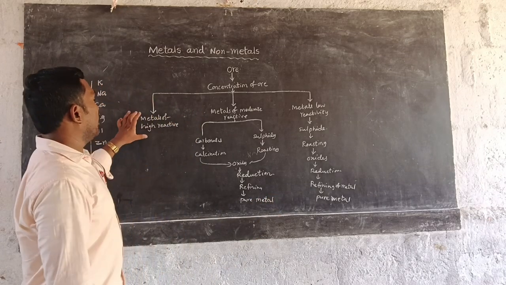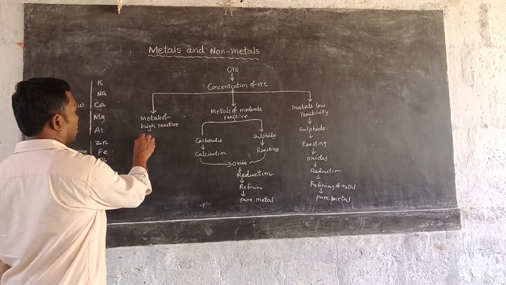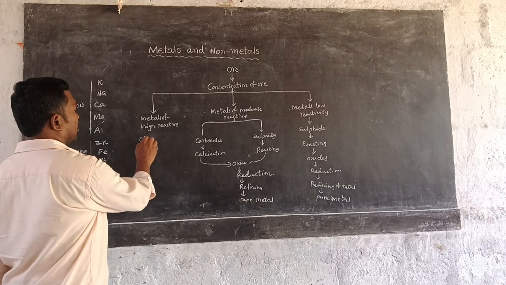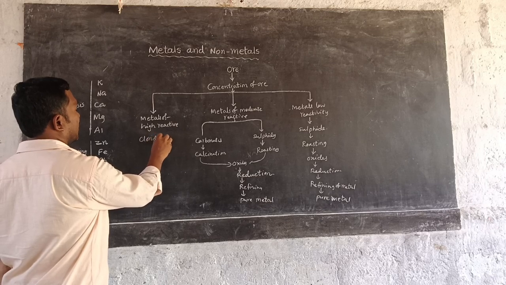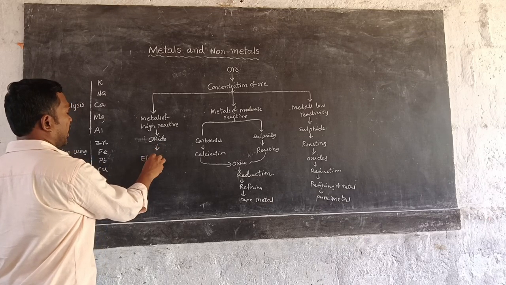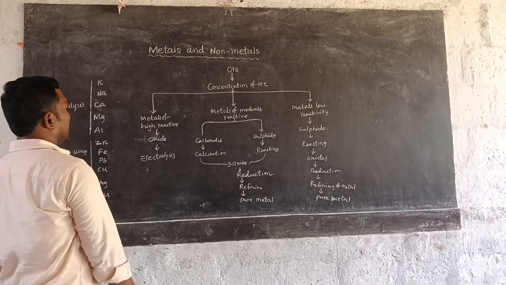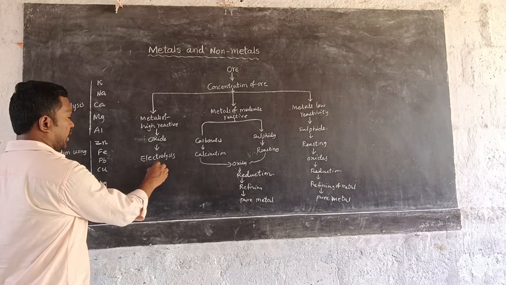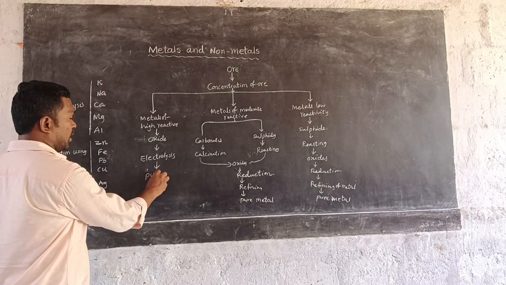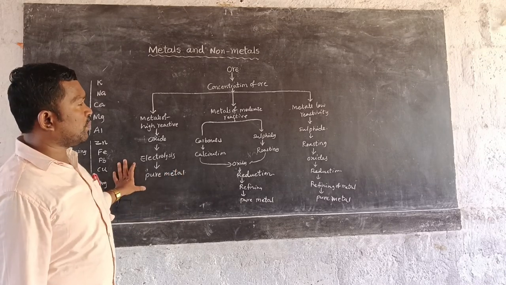Next one, metals of high reactivity. High reactive metals are available as chlorides and oxides, that type. So in oxide formation, we directly apply the electrolysis process. In the electrolysis process, we directly obtain pure metal.